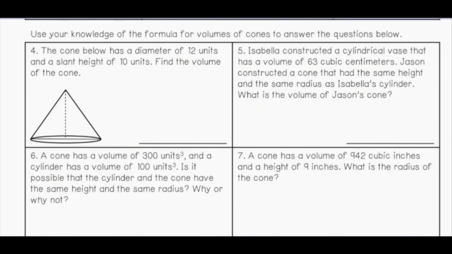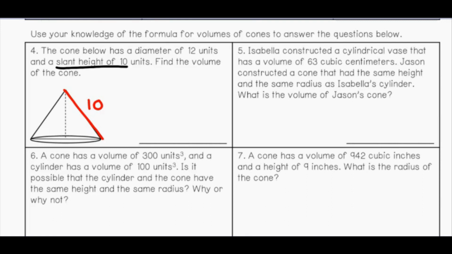Let's do some application problems. The cone below has a diameter of 12 units and a slant height of 10 units. Find the volume of the cone. First off, slant height of 10 is a term that we've used in the Pythagorean theorem. The slant height is actually what it sounds like. Slant is diagonal and it's a height. This is actually this part of our cone. And so this is 10 units.